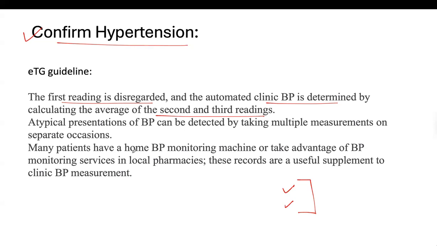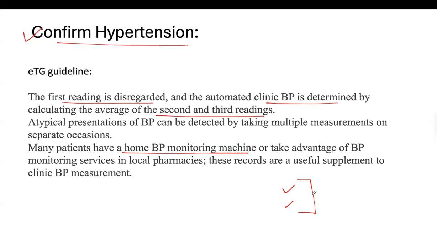Many patients have a home blood pressure monitoring machine, and in those patients, you can always ask them, can you take some home blood pressure readings and bring them back to me so that I can check what your home blood pressure looks like? Because many can have white coat hypertension. That means in the clinic it is very high, but when they are at home in a relaxed environment, their blood pressure is normal.